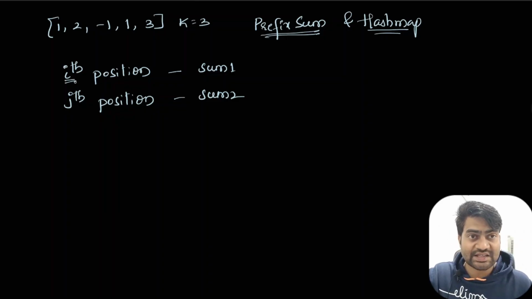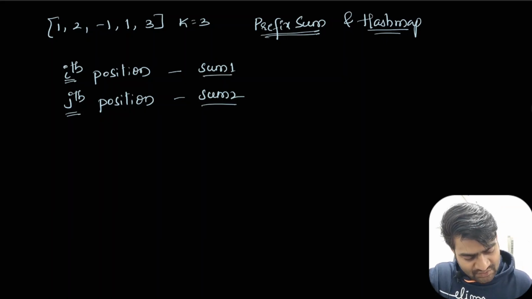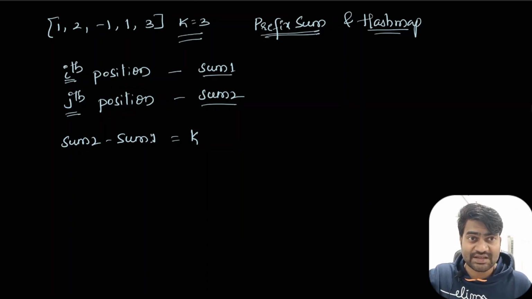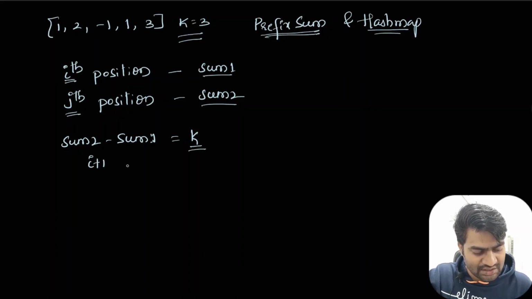Here i will be the index which appears first and j will be the index which appears after that. If that is the case, sum2 will be more and sum1 will be lesser. So if sum2 minus sum1 is equivalent to k, where k is whatever value they give, then it means there exists a subarray with sum equal to k that starts from i plus 1 to j. Correct, right? If you have not understood, that is okay. Let's try to consider another example.